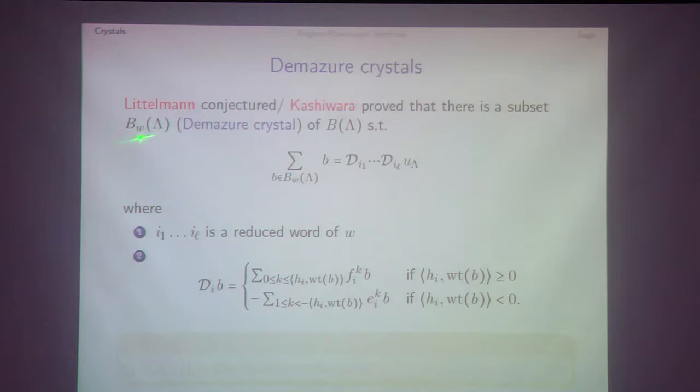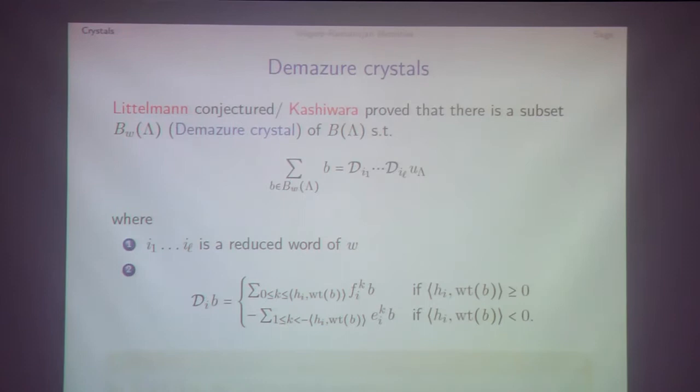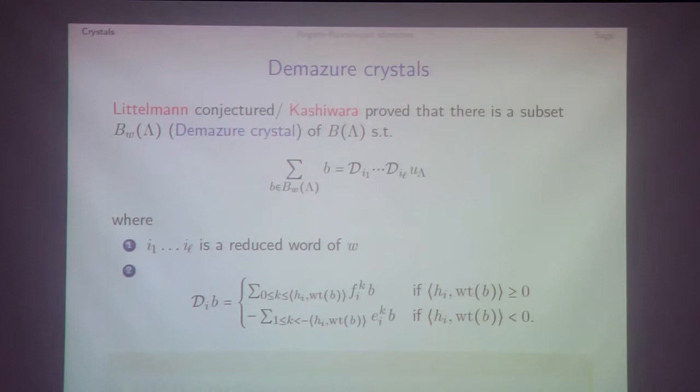Then there's a theorem by Kashiwara, which says that if I take an element in this Demazure crystal, I can actually get that by looking at the highest weight element, which I denoted by u_lambda, and then you operate with these Demazure operators. So if i_1 up to i_l is a reduced word of my W, then this Demazure operator, usually you might have seen divided differences and so on, but in the crystal setting, this is just a sum of crystal operators.